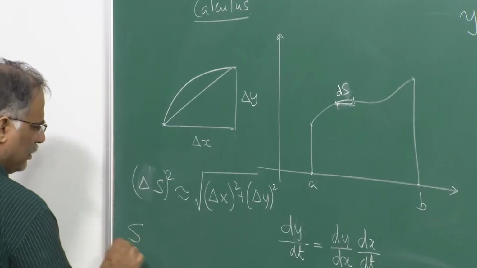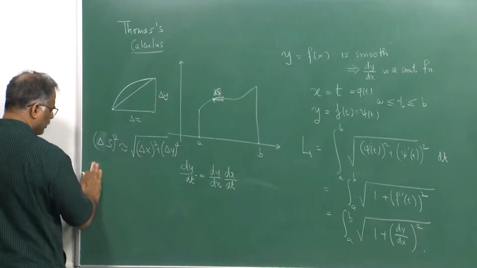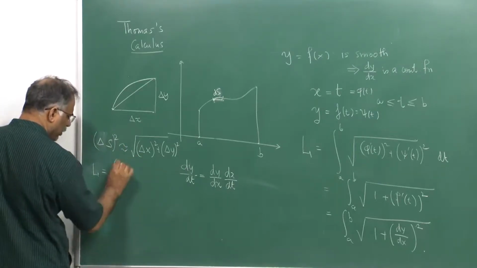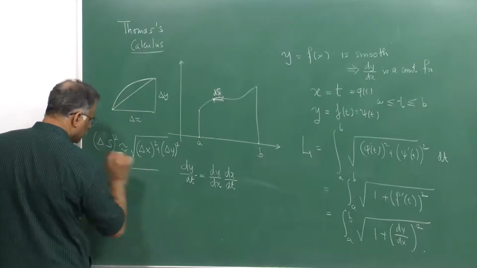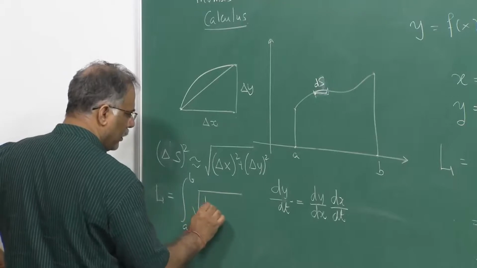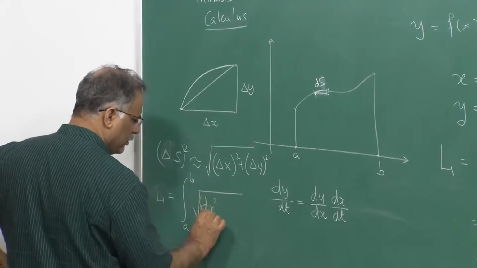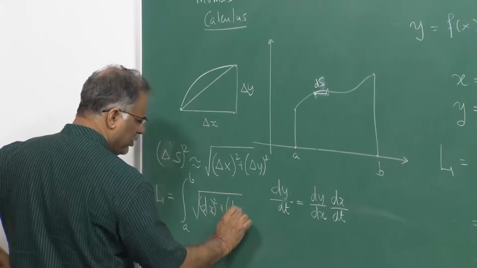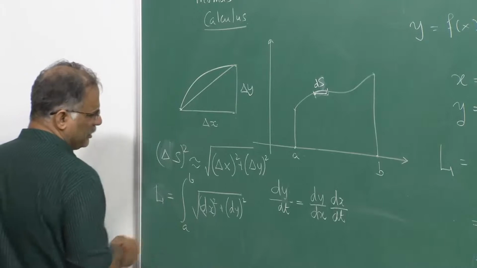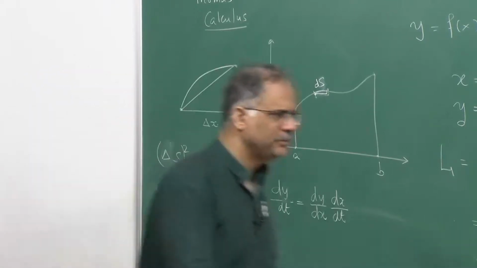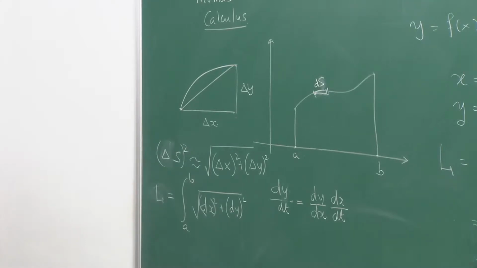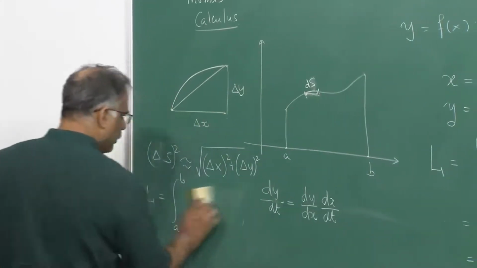So, what is the length? Length of s. So, the length is basically, when you take the limits, the integral from a to b of the root over (dx) square plus (dy) square, the differentials. Obviously I have not told you exactly what the differential is, but you can also do it like this. This is another way, if you do not know about the standard approach. So, this is what you have done.